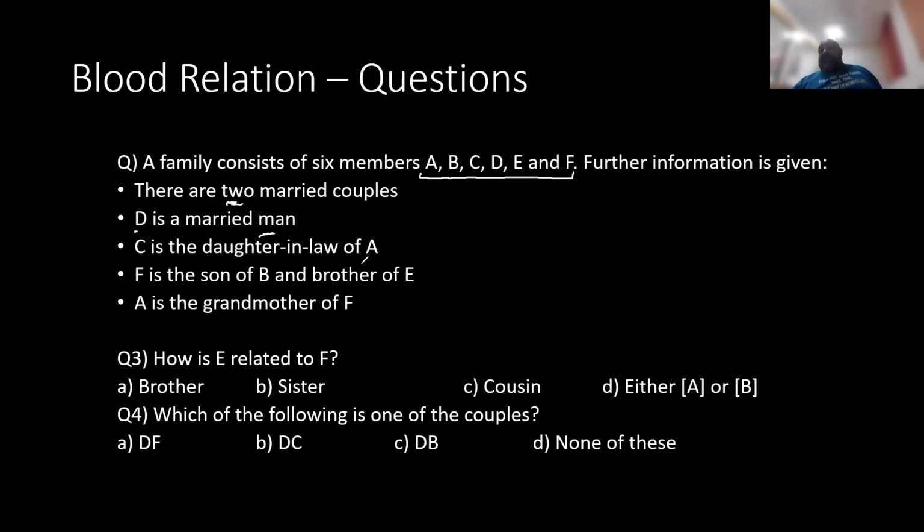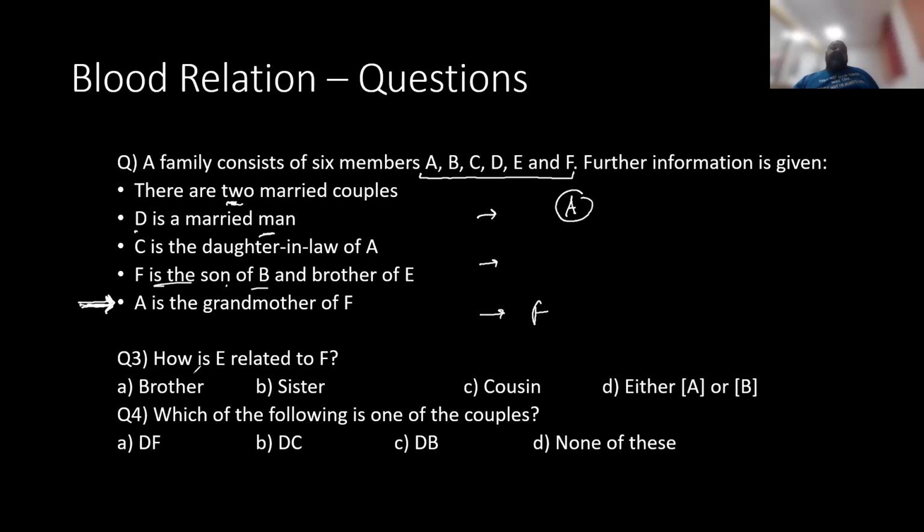Again, I'm not sure how many generations there are as of now. F is the son of B and brother of E. F is the son of B, daughter-in-law of E. If I start from the last statement, I am almost sure of the number of generations. A is the grandmother of F. Therefore, there have to be 3 generations. 1, 2, 3. A being the grandmother of F.